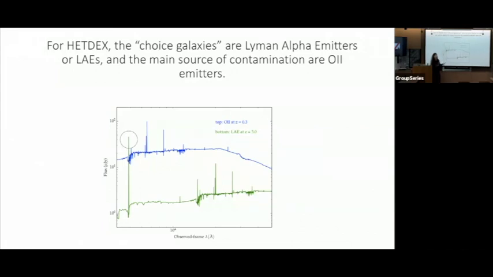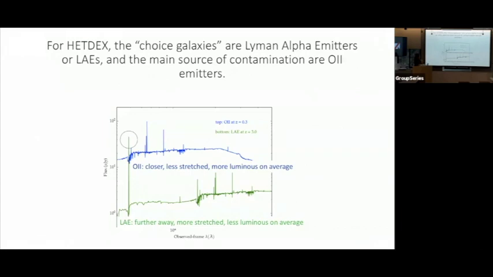Now, if you had the whole picture, it doesn't seem so difficult to distinguish between these two galaxies, because the O2 emitters are closer, they're less stretched, they're more luminous on average. The LAEs are farther away, the spectrum is more stretched, and on average they are less luminous. Actually, I should say less bright, this is kind of wrong, because they are much farther away. They are at a much higher redshift, and the apparent brightness of an object scales with its inverse luminosity distance squared, which means that in general, these galaxies have a much lower apparent brightness level.